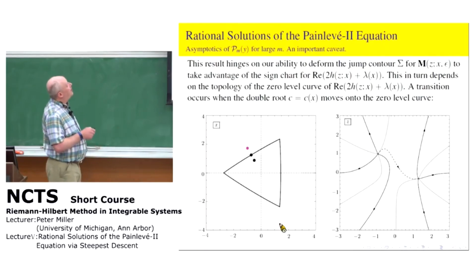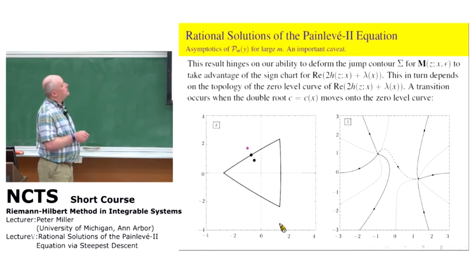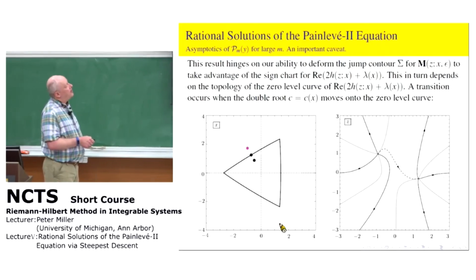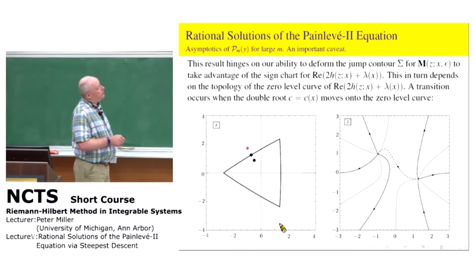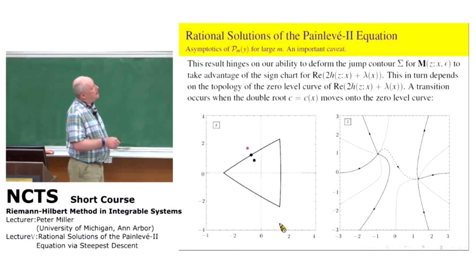So the result that I just told you about hinges crucially on our ability to deform the jump contour sigma for the matrix M to take advantage of the sign chart for the real part of 2h plus lambda. And our ability to do that, in turn, depends on the topology of the zero level curve of this function. So what happens is that there's a transition in that zero level curve. A topological transition happens when the double root c of x moves on to the zero level curve. So I would like to illustrate that here.